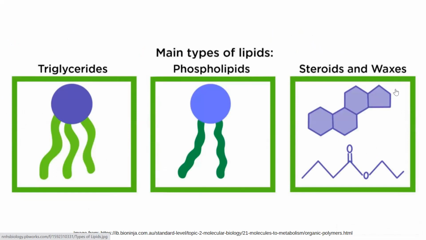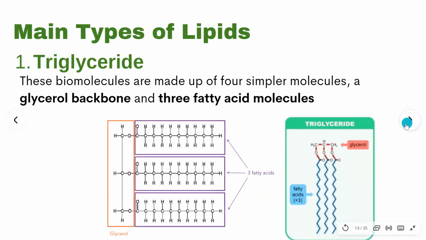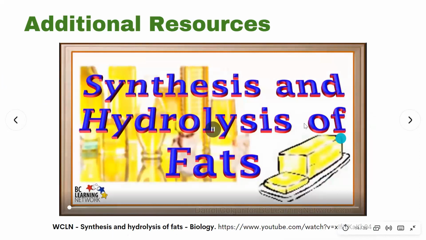Okay, so now we go to the first group, which is triglyceride. We're going to investigate triglyceride, and these molecules are made up of four simpler molecules: the glycerol backbone and the three fatty acid molecules. Okay, so these are the three fatty acid molecules that we have and the glycerol. In this video, an additional resource, we can see the synthesis and hydrolysis of fats.